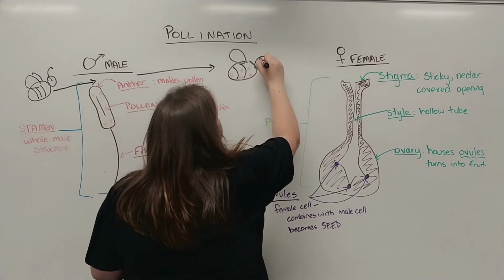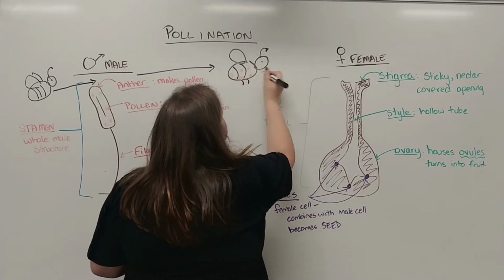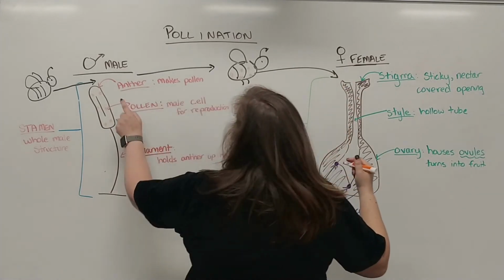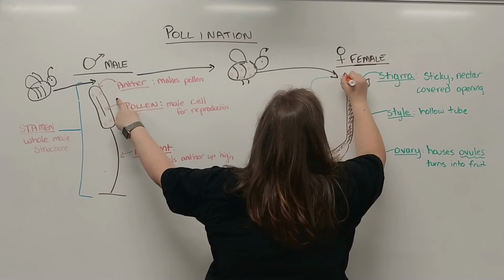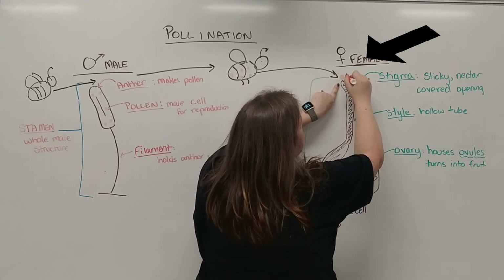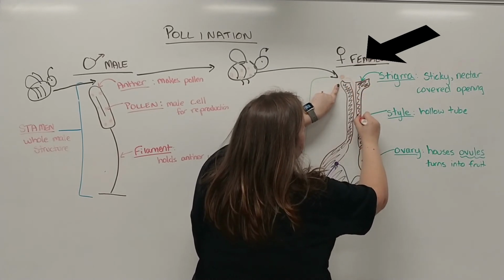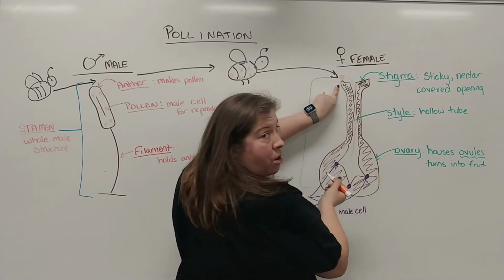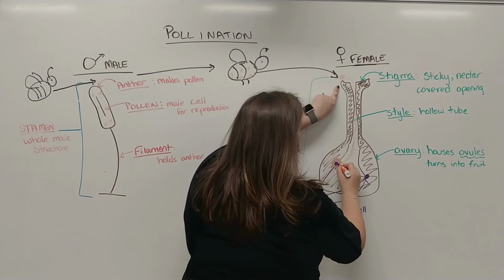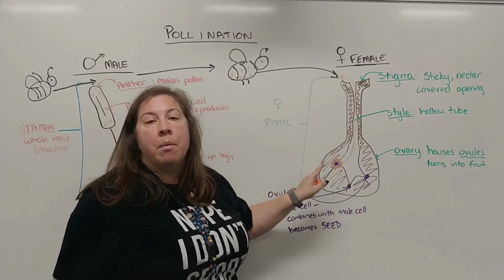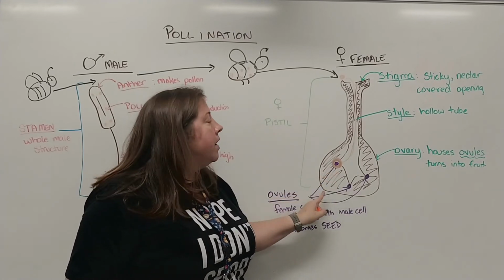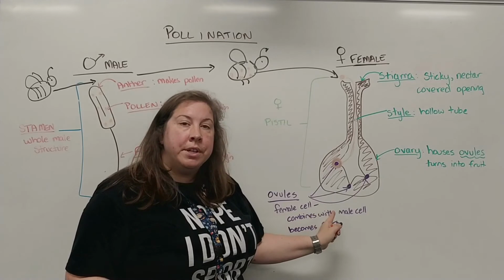And the pollen cells, when the bee finally lands on the stigma, that pollen that was produced by the anther and held up by the filament, that pollen gets deposited here in the sticky stigma, and it goes down the style into the ovary and combines with the ovule. And once the pollen and the ovule combine, this now becomes a seed. The ovary starts transforming itself into a fruit.